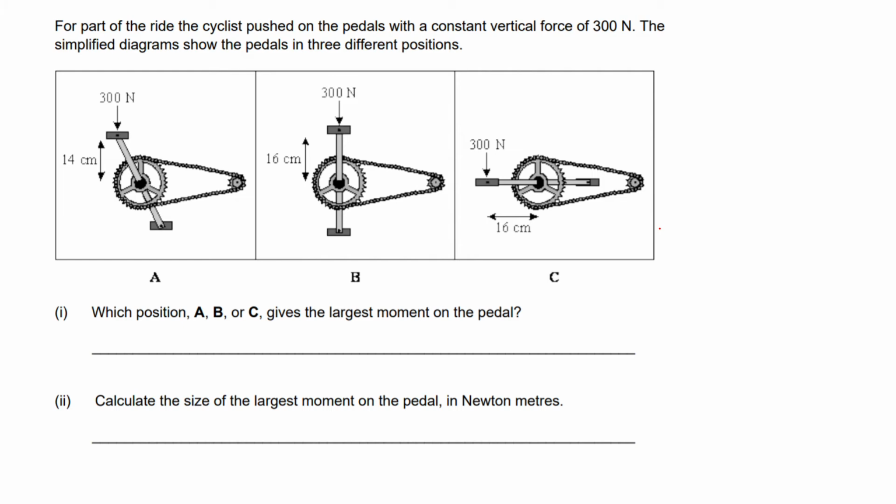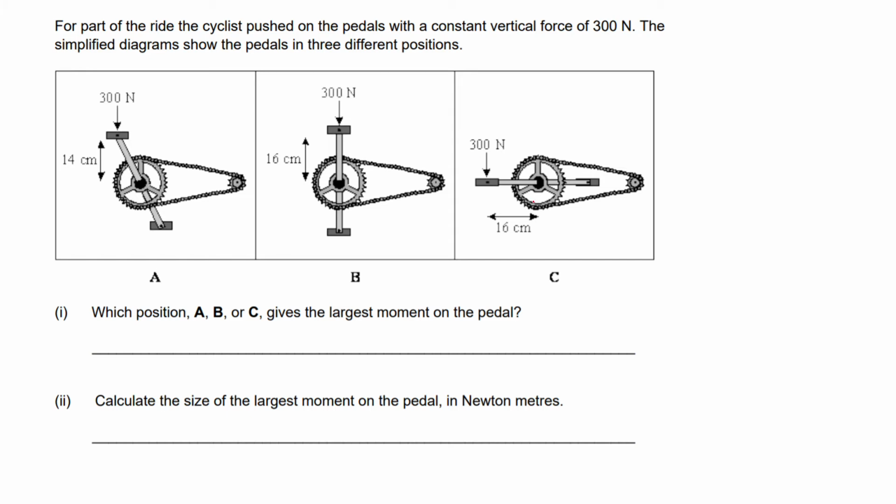For part of the ride, the cyclist pushed on the pedals with a constant vertical force of 300 newtons. The simplified diagrams show the pedals in 3 different positions. Which positions, A, B, or C, gives the largest moment on the pedal? Calculate the size of the largest moment on the pedal in Newton meters.